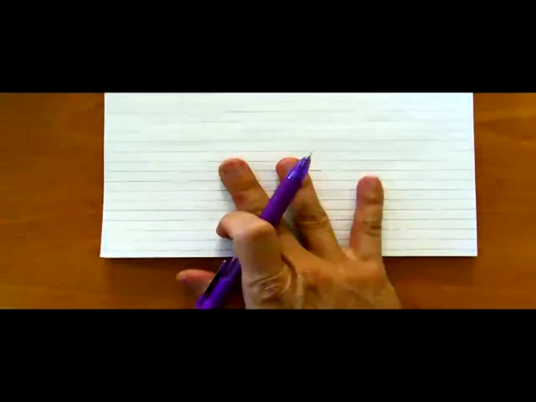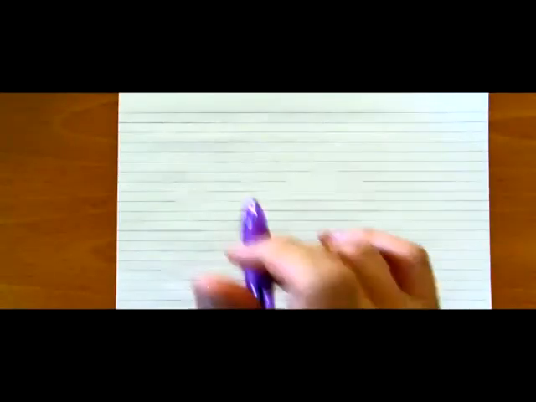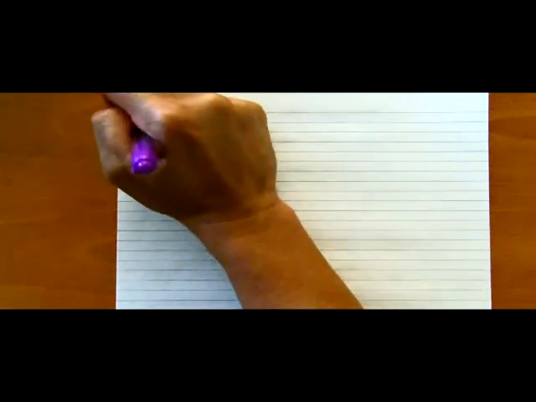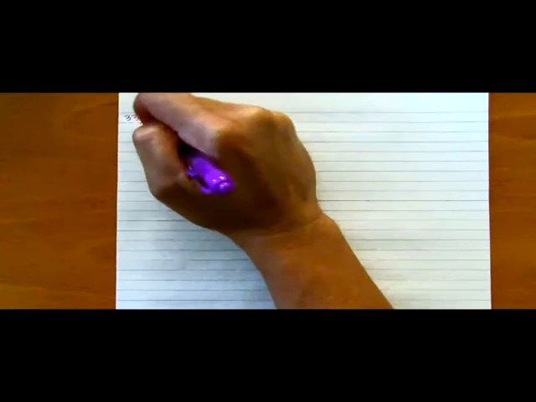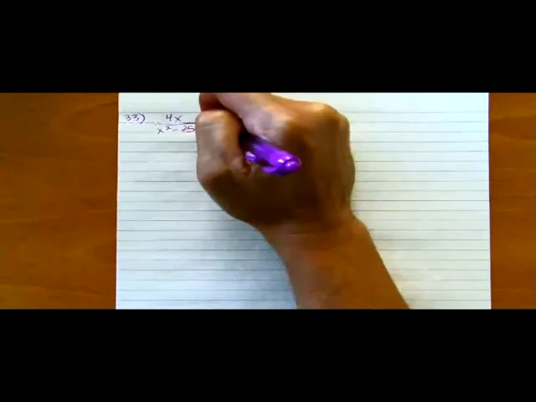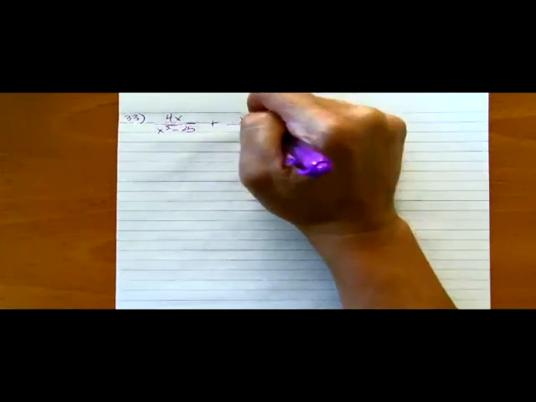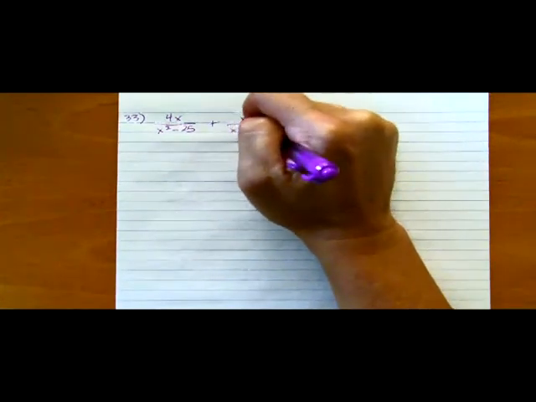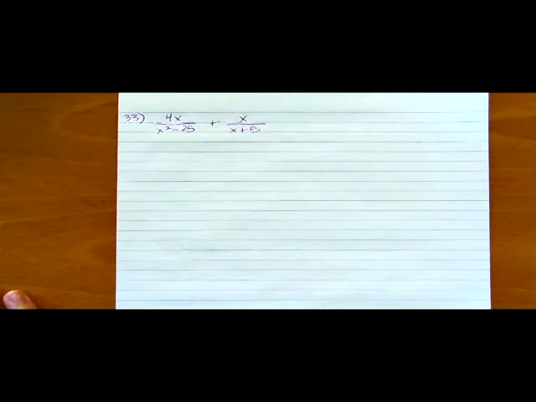Okay. Let's try again. Number 33. Four x over x squared minus 25 plus x over x plus 5.